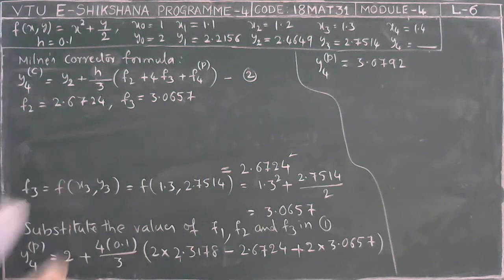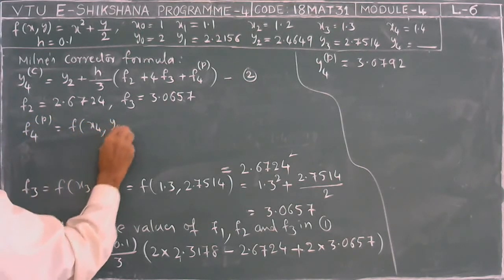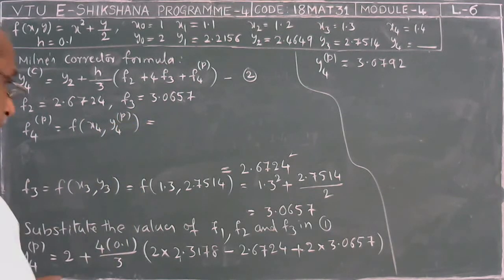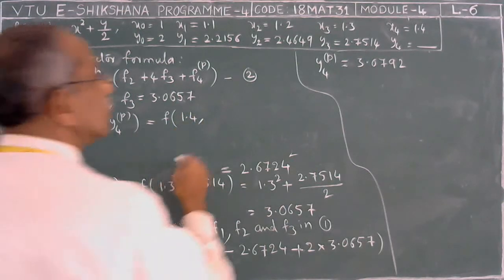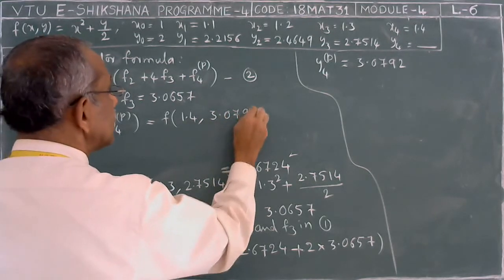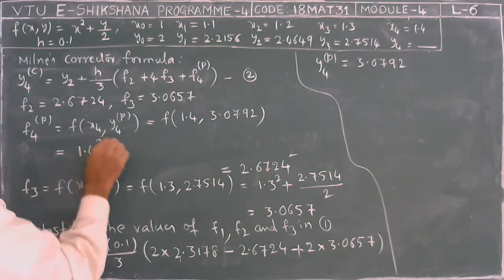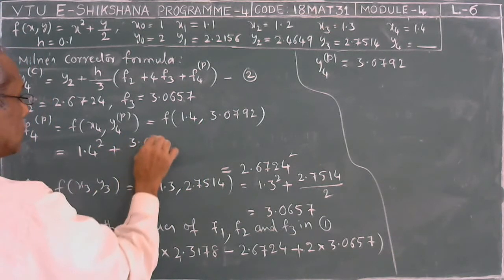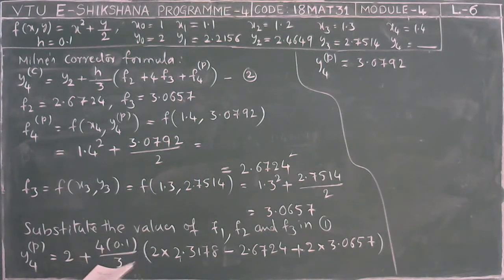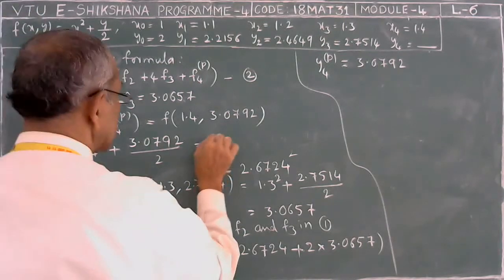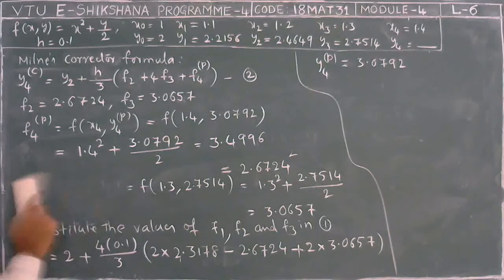Now I have to calculate f4p. I know the definition of f4p. It is f of x4 comma y4p, where y4p is this 3.0792. So this is f of x4, x4 is 1.4, y4p is 3.0792. By the definition, this is x square, 1.4 square, plus 3.0792 divided by 2. If you carefully calculate this value, f4p will be 3.4996. Let us use it in equation 2 to obtain y4c.